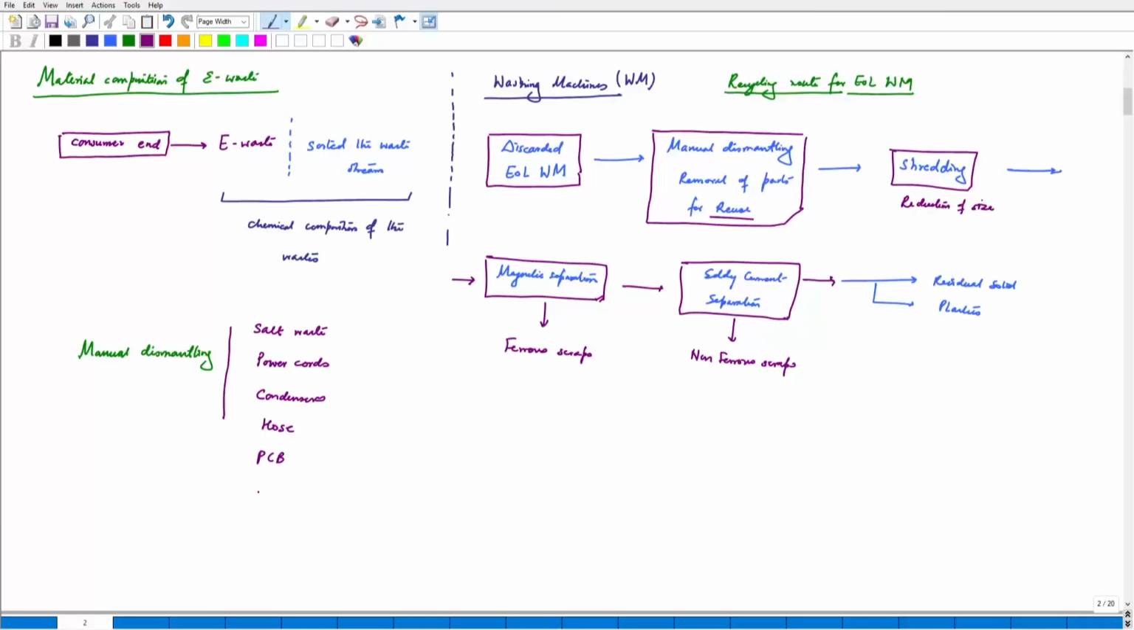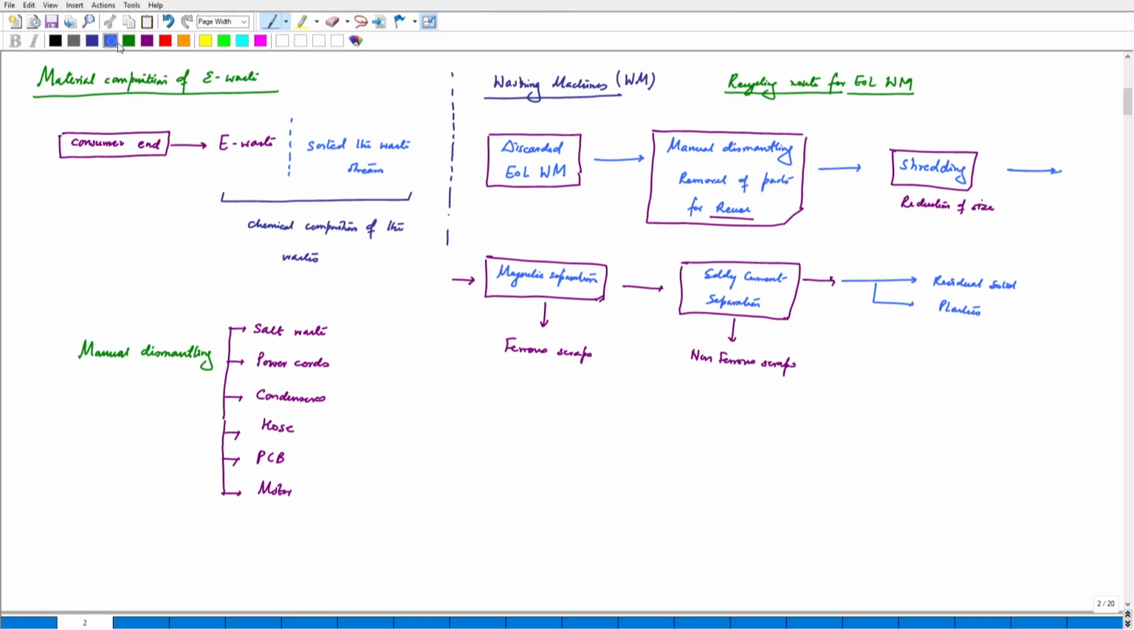And of course, there is the motor. So we have so many components that are present: salt, condensers, hose, PCBs, and the motor. And this can be done by manual dismantling. So this is the reason why dismantling becomes an important task before we send our scrap to shredding.